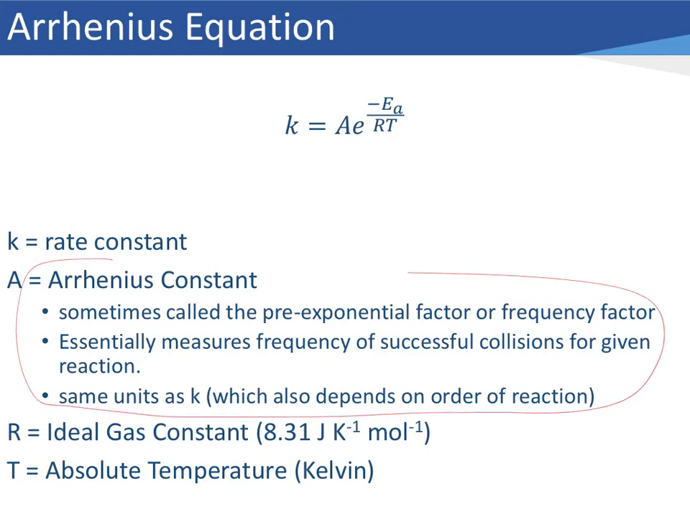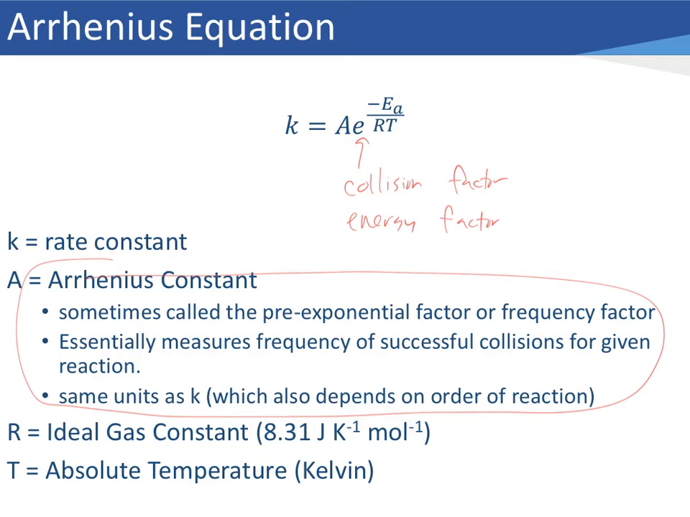It is sometimes called the pre-exponential factor because e is exponential. Sometimes called the frequency factor. I have even heard it called the collision factor. Although it also is related to the energy required for a collision to be successful. Essentially, the larger the A, the more likely a collision will be successful.